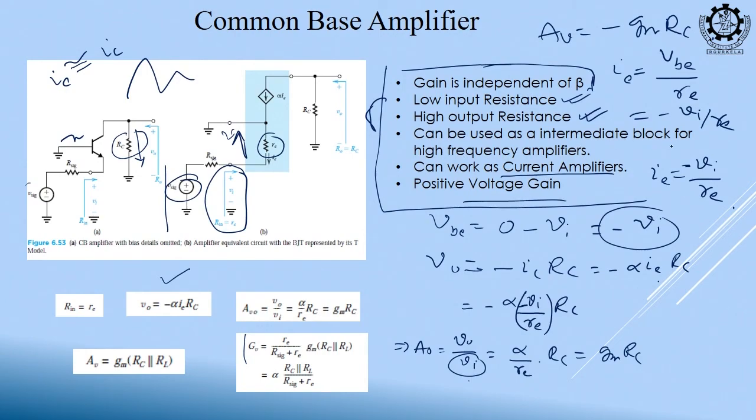So, this can work as a current amplifier, this gives a positive voltage gain. This can be used as an intermediate block for high frequency amplifier. So, we will conclude here today, and we will continue in our next class.